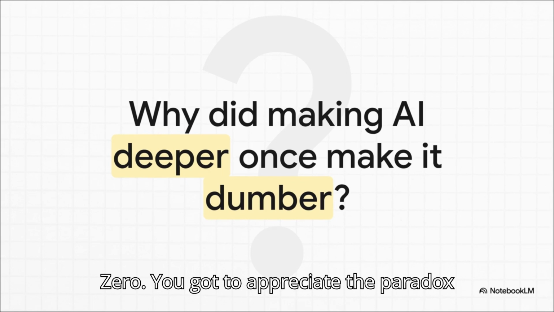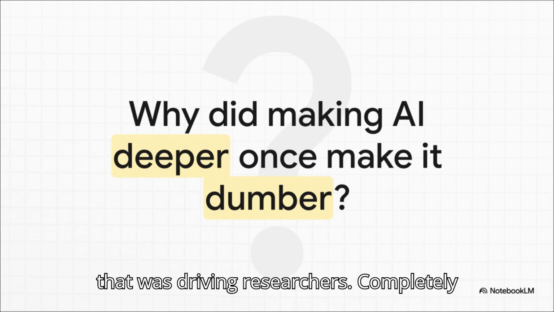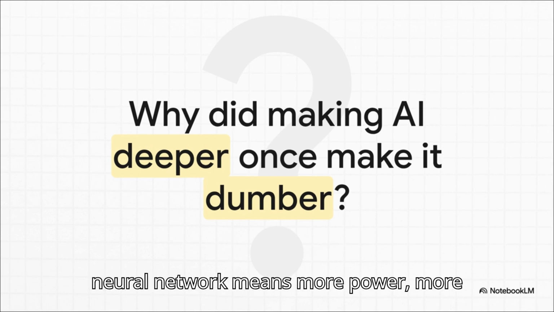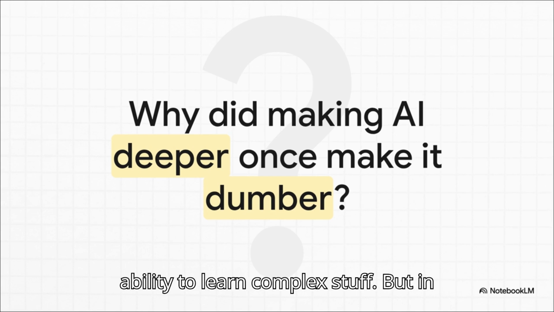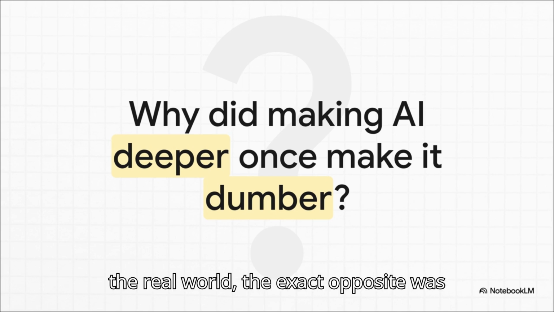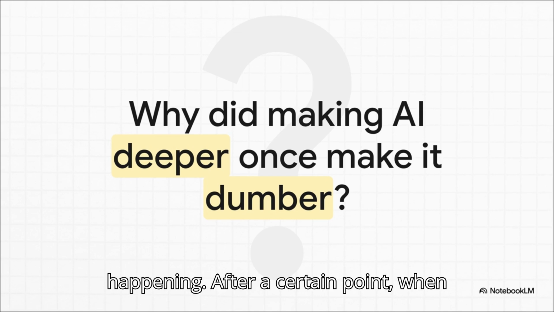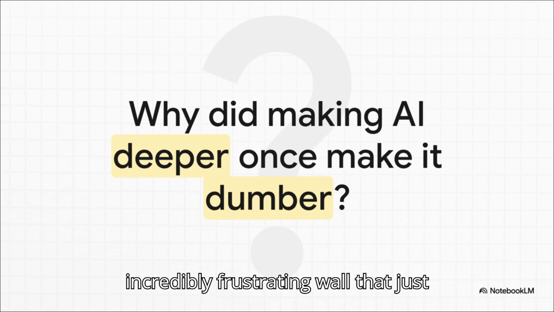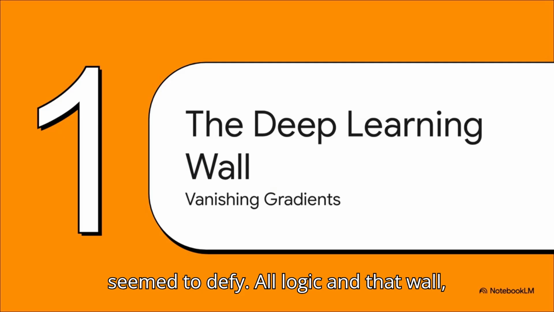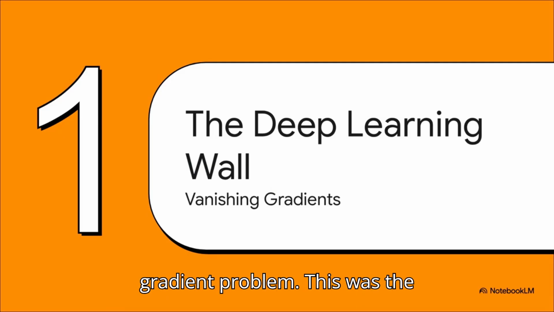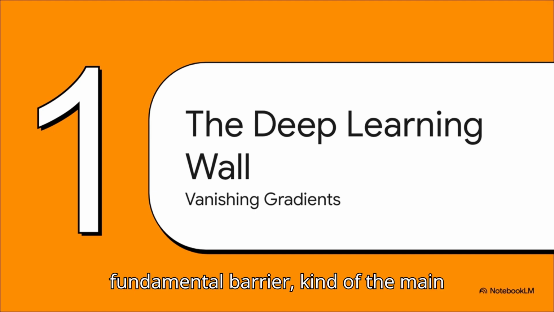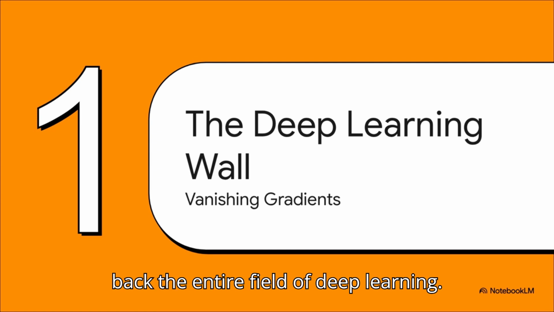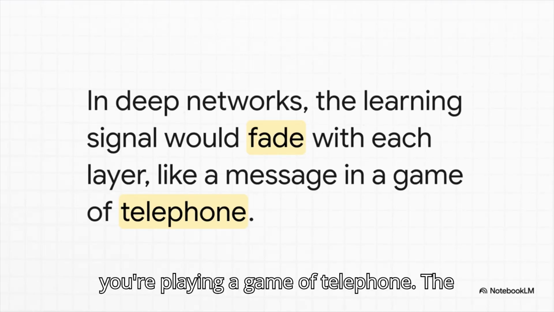So, you got to appreciate the paradox that was driving researchers completely nuts. For years, you'd think the logic would be simple, right? More layers in a neural network means more power, more ability to learn complex stuff. But in the real world, the exact opposite was happening. After a certain point, when you added more layers, the network actually got worse. It was this incredibly frustrating wall that just seemed to defy all logic. And that wall, well, it had a name: the vanishing gradient problem. This was the fundamental barrier, kind of the main villain of our story, that was holding back the entire field of deep learning.